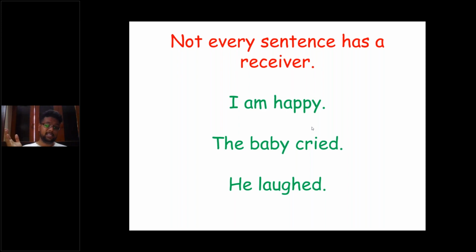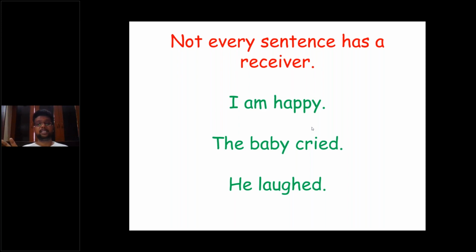Now, there are certain sentences which do not have a receiver. For example, I am happy. Just a simple sentence. Nobody is receiving my happiness. This is a natural sentence. The baby cried. There is no receiver over here. He laughed. Again, here we do not have a receiver.